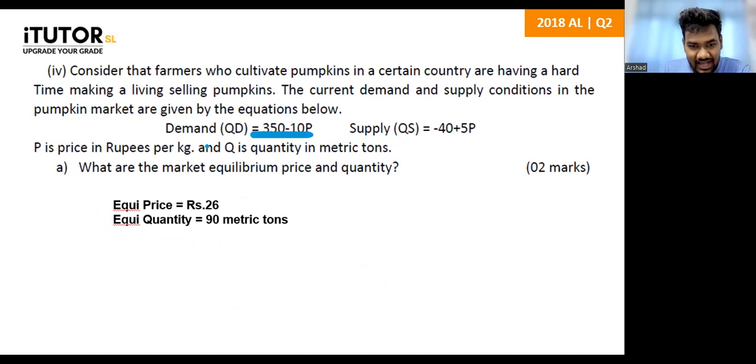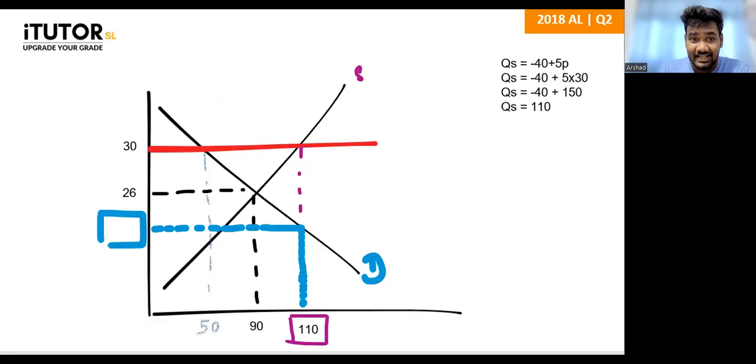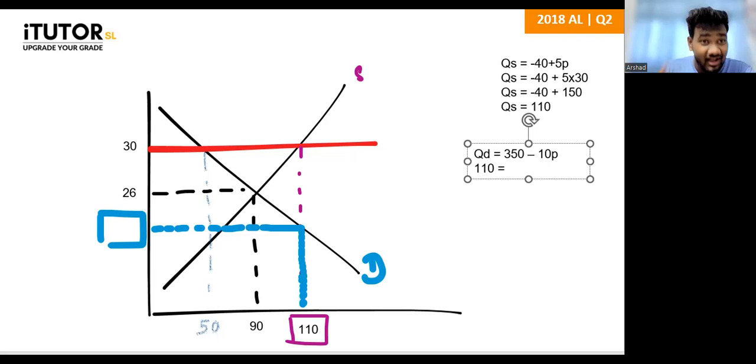At which price will the demand be 110? So what is our demand? 350 minus 10p. Watch very carefully. So our QD equation is QD equals 350 minus 10p. So we are trying to find when the QD is 110. That means for the consumers to buy 110 units, what price should it be?